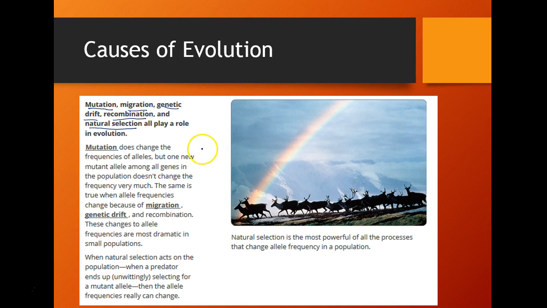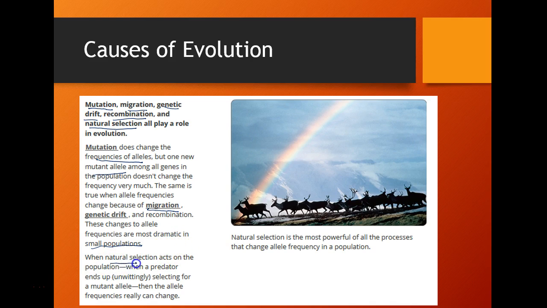So mutation does change the frequencies of alleles, or how common an allele is. But honestly, if there's just one mutant allele among all the genes in the population, it probably isn't going to change the frequency very much. For example, if just one organism had it amongst like 1,000 in the population, it's probably not going to make a difference. The same is true if you have a population of 1,000 and only one new organism migrated into your population. However, if it was a small population, let's say there's only 100, or even only 20 organisms, then if even just one organism came in, it would likely make a bigger change.